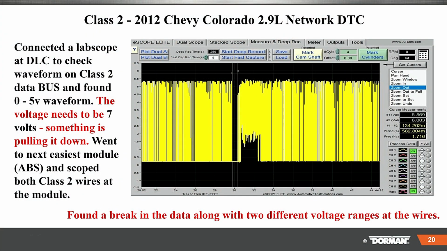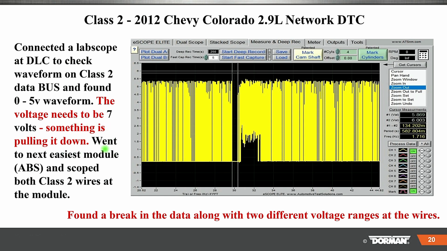But before we looked under the seat, we hooked up our scope. We connected a lab scope at the DLC. What pin? Write that down. It's not there. What pin? Pin number 2. Why pin number 2? Because that's Class 2 voltage. They put it in 2. Easy to remember. Class 2, pin 2. Okay. The data bus showed a 0 to 5 waveform. The voltage needs to be 7 volts. Something's pulling it down. Does that make sense? So something is shorting it.